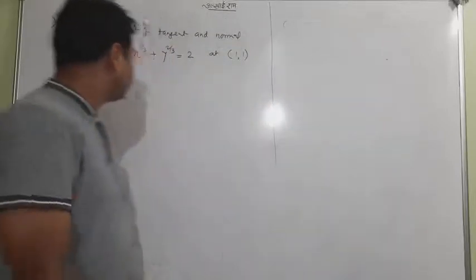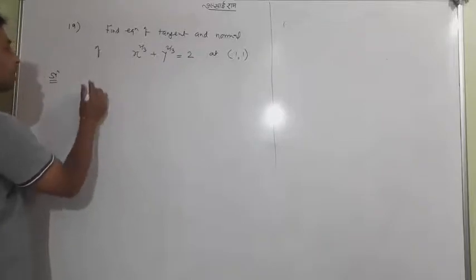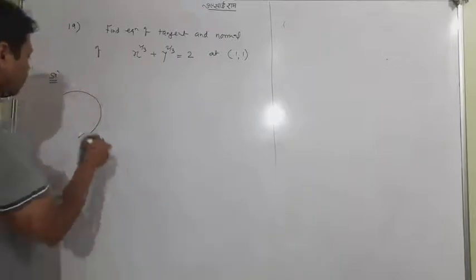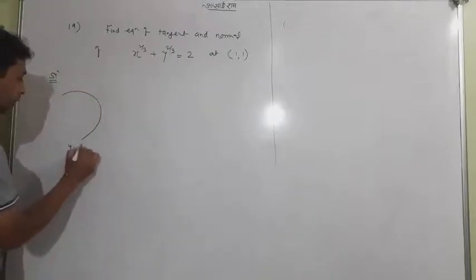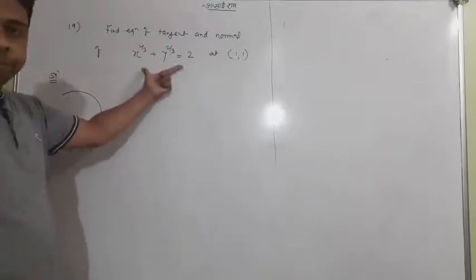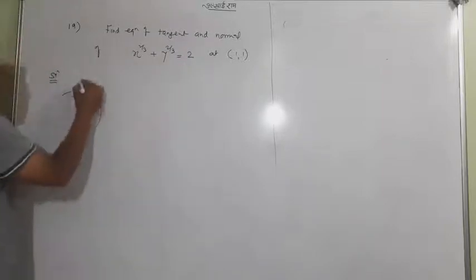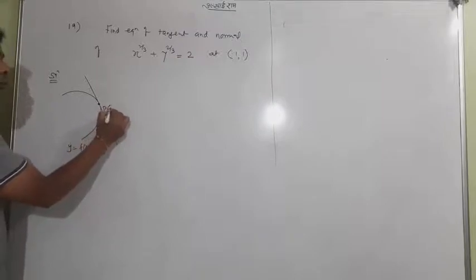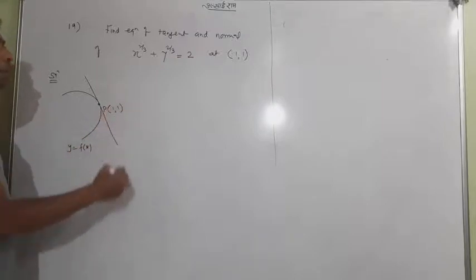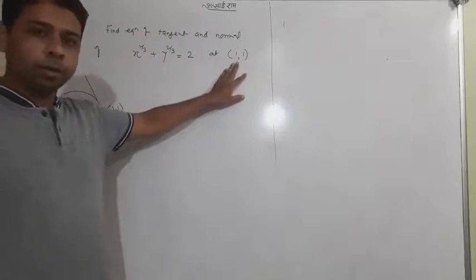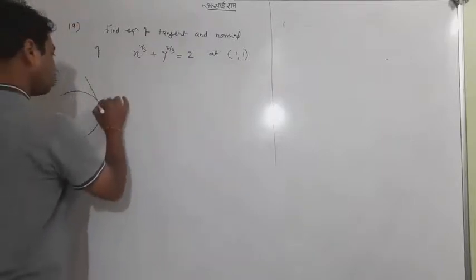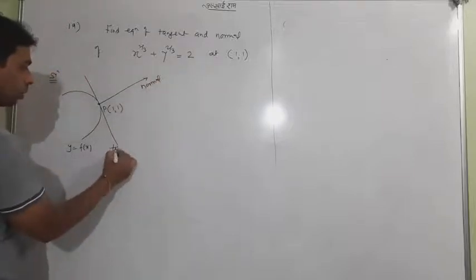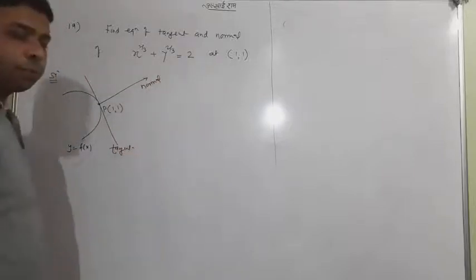It's very simple, I tell you. Look at the question. I make a rough picture. Suppose this is a rough structure, and this is y equal to the given function. This is a function, and this is a tangent. This is the point of contact. As usual, I'll take (1, 1), because the question says it's (1, 1). And we also have to find the equation of the normal. This is the normal and this is the tangent. So one by one we can find them easily.